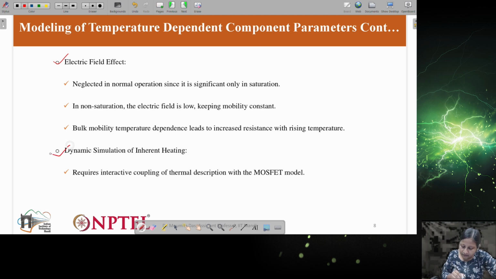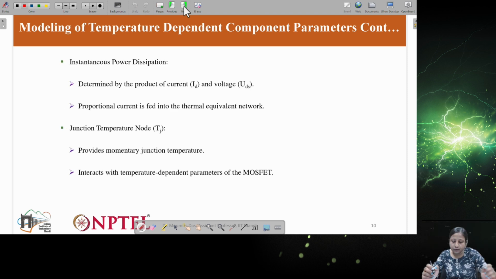Okay. Now dynamic simulation of inherent heating. It requires interactive coupling of the thermal description with the MOSFET model. Now the thing which is of our interest is instantaneous power dissipation. So the instantaneous power dissipation, how much is it happening? The previous thing mostly comes in the device part, so that needs to be covered in a separate course. But in this particular course, what we can find out is the power dissipation.